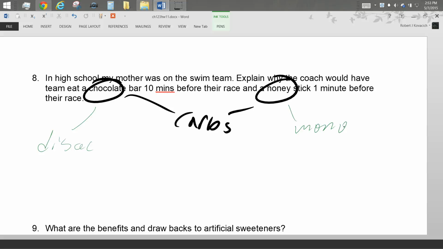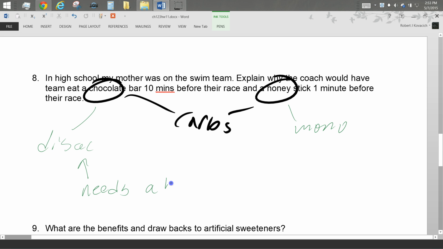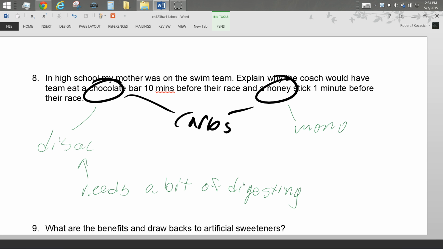And the chocolate bar about 10 minutes before, what's the deal with that? Gives it enough time to break down. Enzymes break it down into its components, definitely not in your stomach, but in your small intestine. But it gives it enough time to be ready for the demand. So the honey needs no digesting whatsoever. It's just transported into the bloodstream and good to go. And the sugar in the disaccharide in the chocolate bar needs to be busted, so it's going to take a couple of minutes to do that.